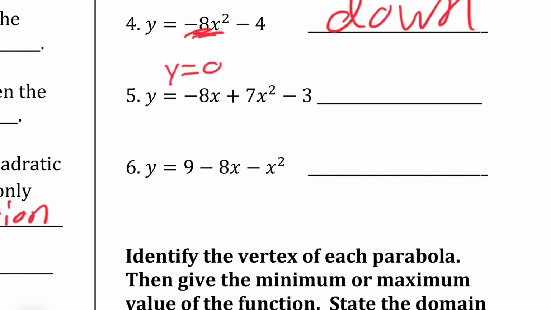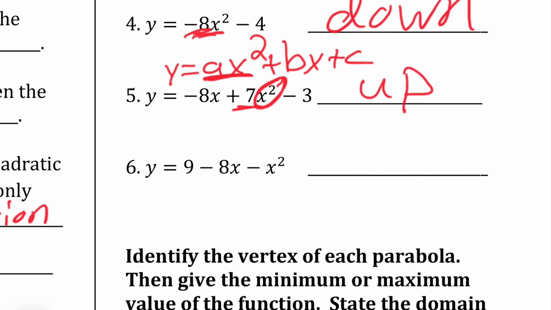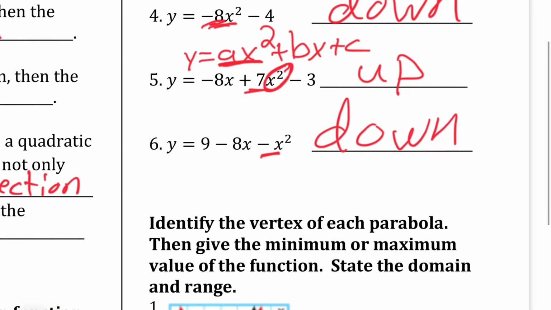A is always attached to x squared. So if A is attached to x squared in number 5, x squared is all the way over here. So the A is positive. And then the x squared in number 6 is negative, so it's down.